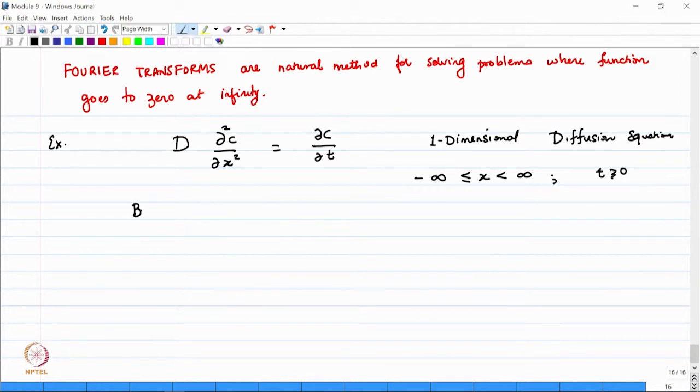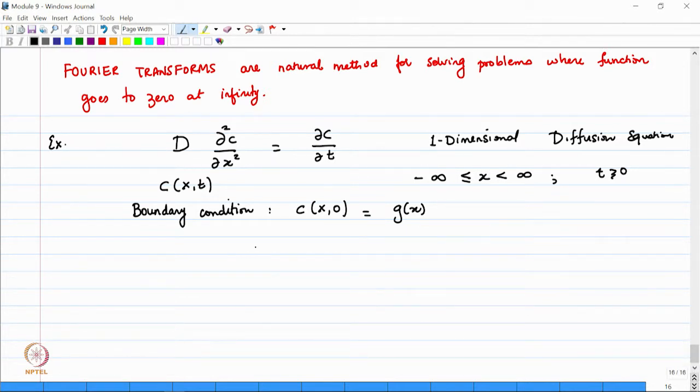Now, the boundary condition. Remember c is a function of x and t. So the boundary condition I can write as c of x, 0, at t equal to 0. This is some function, I will just call it g of x, it can be any function g of x. So with this boundary condition can we solve this one dimensional diffusion equation? This will illustrate a lot of interesting things that come with the Fourier transform.